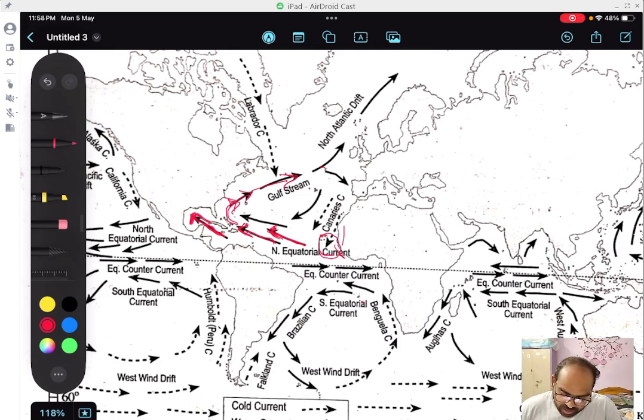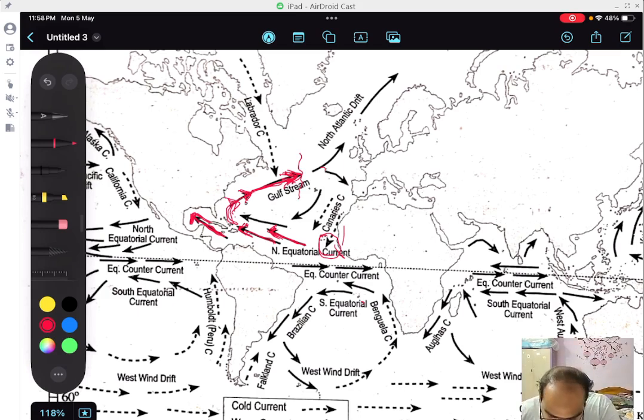Why is it traveling from west to east? As these currents move upwards, they come under the influence of the westerlies, the westerlies of the subpolar region, that is above 40 degrees north latitude. They come under the influence of the westerlies, and they travel from west to east. Once they travel from west to east, what happens? They hit the mid-Atlantic ridges.